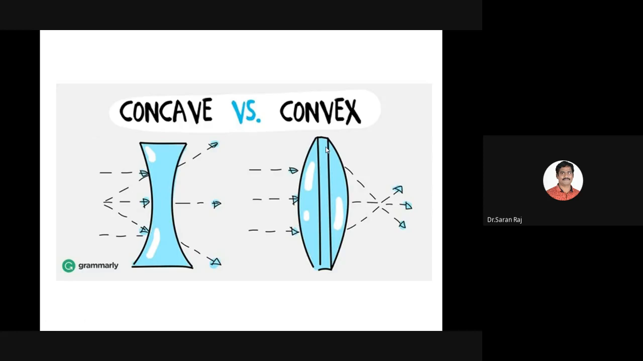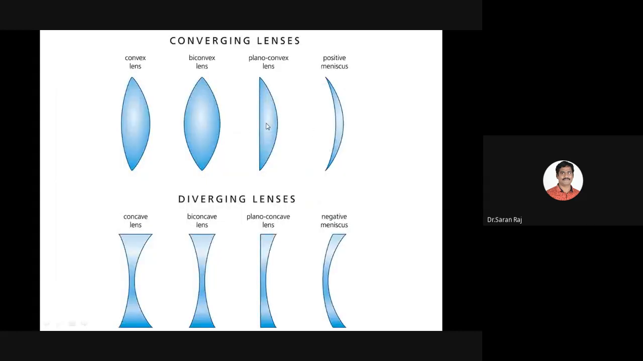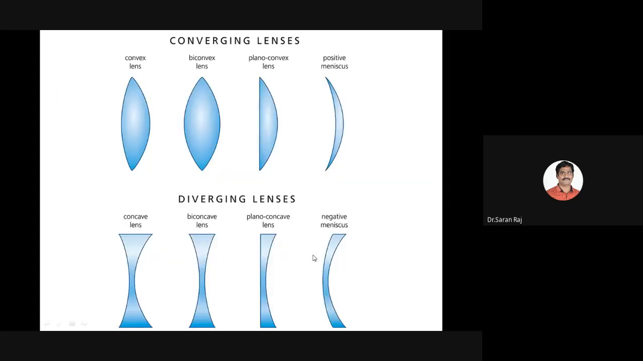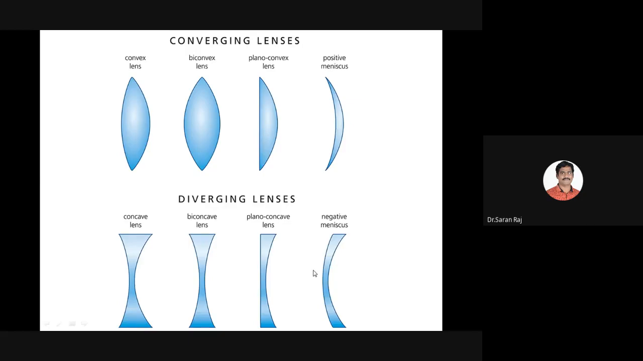Based on the convex and concave lens, we get the converging and diverging processes. The convex lens is a converging lens, and the concave lens is a diverging lens. In the convex lens, the curved spherical surface bulges outside. In the biconvex lens, both surfaces bulge outward. Another type is the plano convex lens.